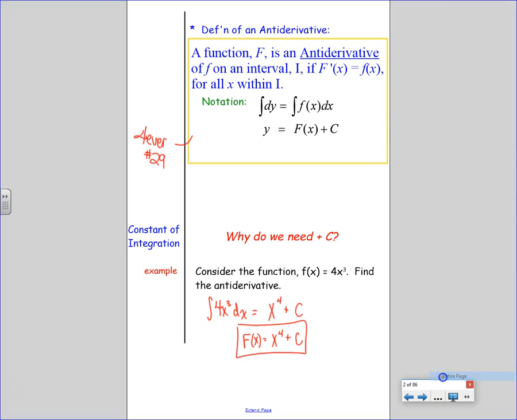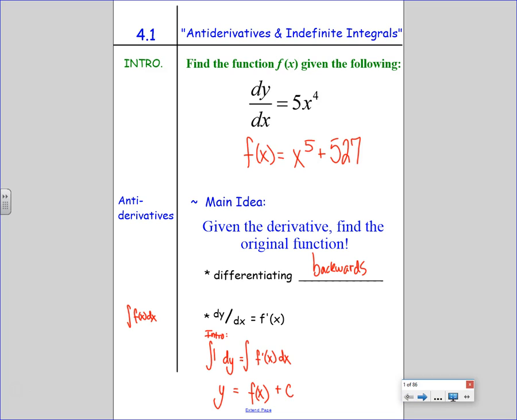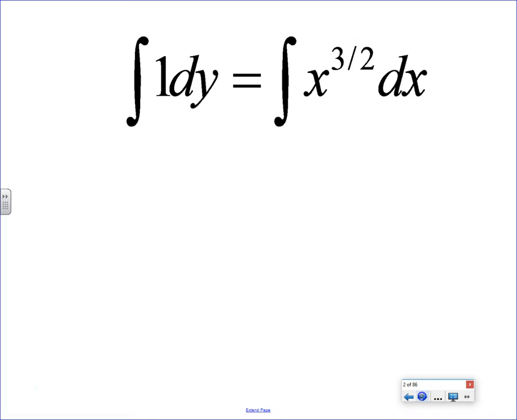Now, this function, 4x cubed, and the previous example that we did, 5x to the fourth, were perfect derivatives of some simple polynomial. But we got to get a little bit harder. What if I was to give you something like this? I'll give you a second to write it down.